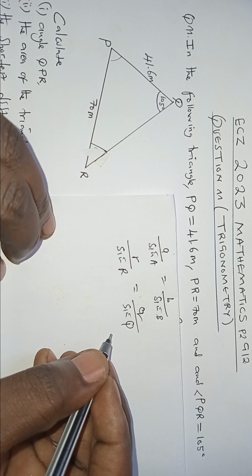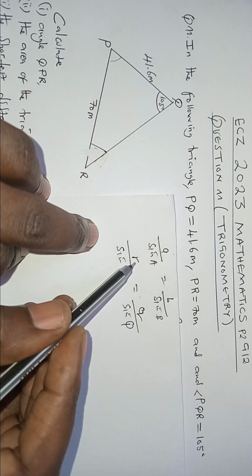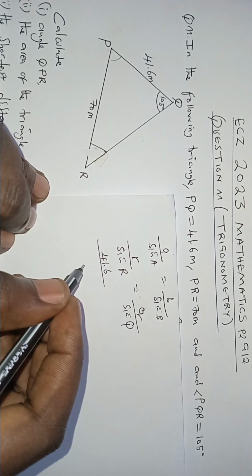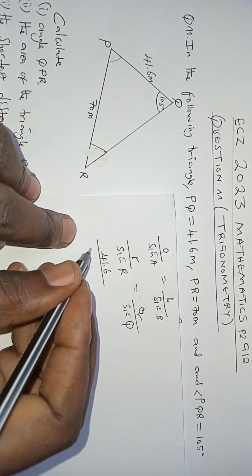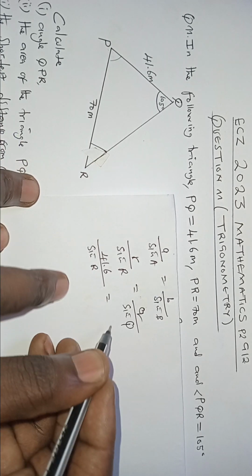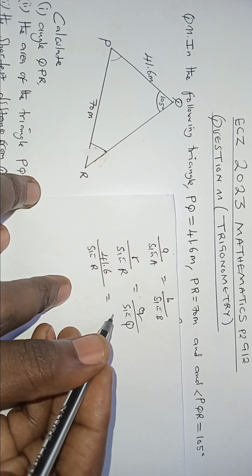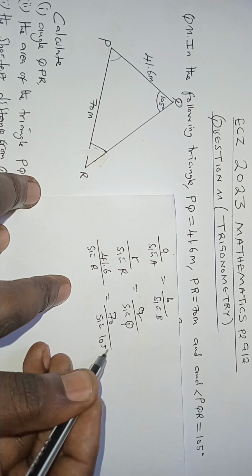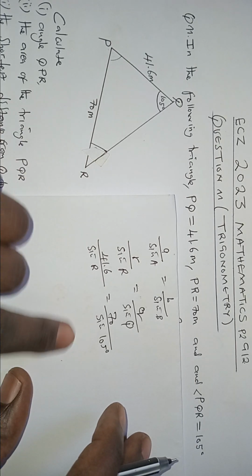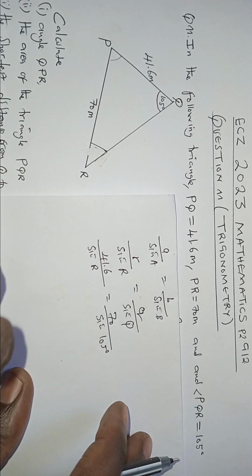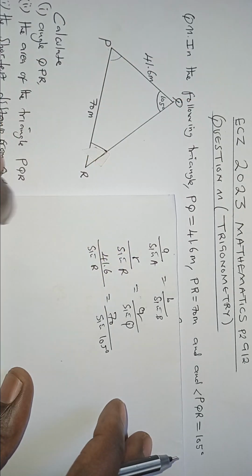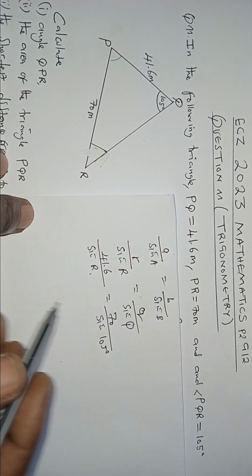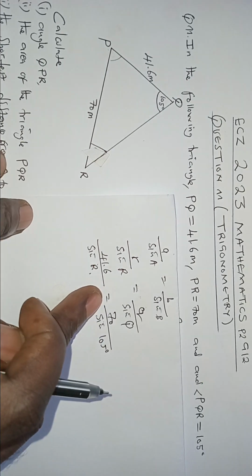Okay, from there we can now substitute. What is the opposite side r? We have 41.6, which shall be divided by its opposite, simply sine R, which shall be equal to, for Q, its opposite side, we have 70, which shall be divided by sine 105 degrees. I hope you understand what we've done here. We have just substituted whatever information is given in the triangle in order for us to get the angle at R. So from there, we have two fractions with an equal sign in between.